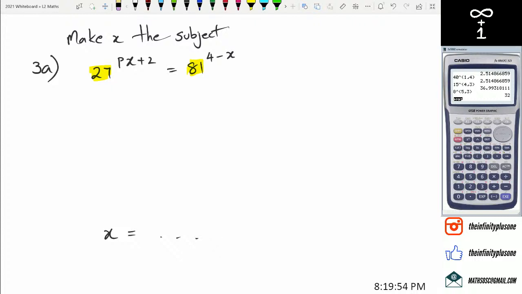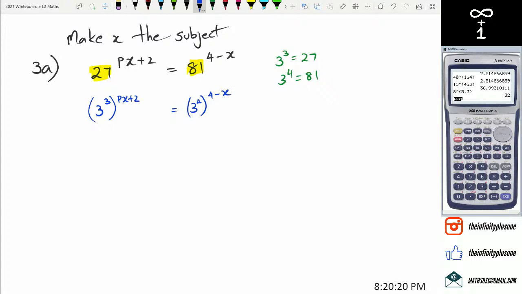Okay, so let me actually start doing this question, guys, because I know that it's been very quiet. Yeah, 3 and 4. Because remember, 3 to the power of 3 equals 27, and 3 to the power of 4 equals 81. So that's the first thing I've got to do here. I've got to rewrite 27 as 3 to the power of 3, all to the power of px plus 2, equals 3 to the power of 4, all to the power of 4 minus x.